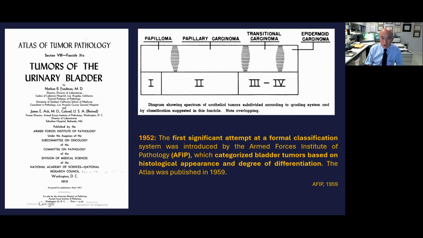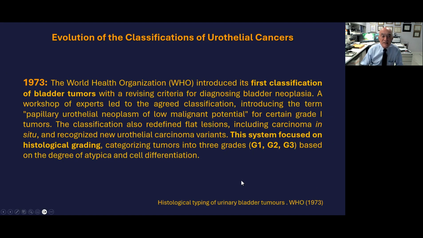It was just in 1952 that the first significant classification was introduced by the Armed Forces Institute of Pathology, the AFIP, and the first classification of urinary tumors in grades 1, 2, 3, and 4 was established. This was the basic nomenclature that lasted until 1973, when the WHO introduced the first classification of bladder tumors. They reviewed all the different kinds of tumors that were already described, and it was the first time that the term papillary urothelial neoplasm of low malignant potential was introduced, as well as the gradings.